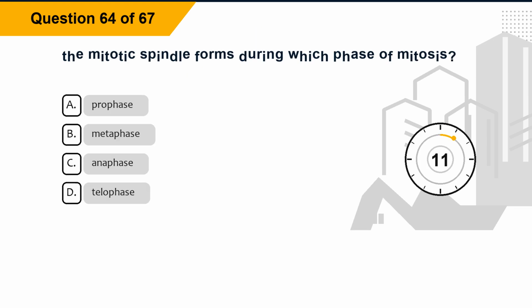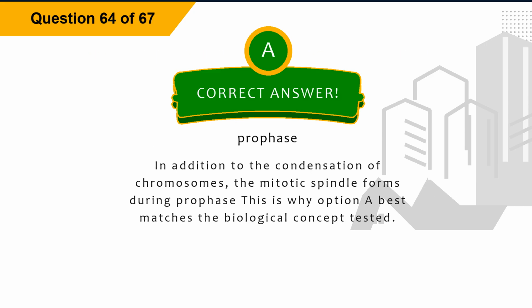Question 64. The mitotic spindle forms during which phase of mitosis? Option A, prophase. Option B, metaphase. Option C, anaphase. Option D, telophase. The correct answer is option A, prophase. Explanation: in addition to the condensation of chromosomes, the mitotic spindle forms during prophase. This is why option A best matches the biological concept tested.